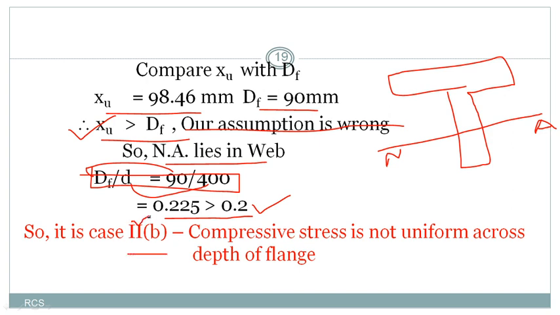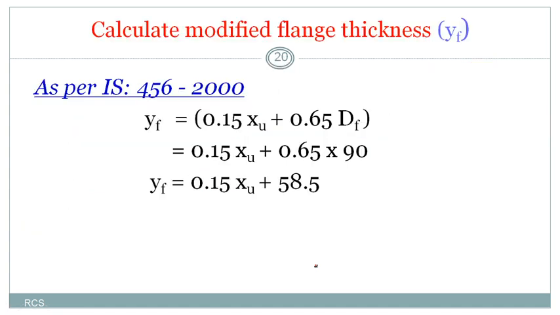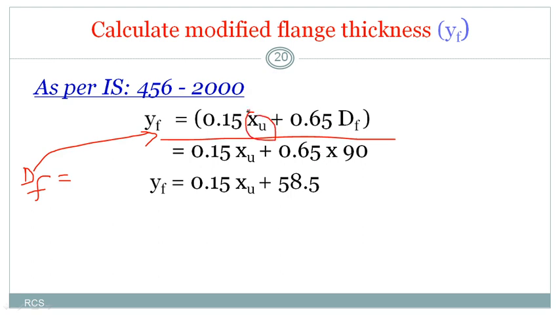What case number 2B says is that the compressive stress is not uniform across the depth of the flange. So for the moment of resistance, we cannot now consider the DF value directly as the depth of flange, because it is not fully stressed. For that, the code has given a modified depth of flange, YF, in place of DF. What is the formula? 0.15 XU plus 0.65 DF. Clear? We know DF, but we don't know XU. We have to calculate XU with respect to case number 2B, not case number 1.